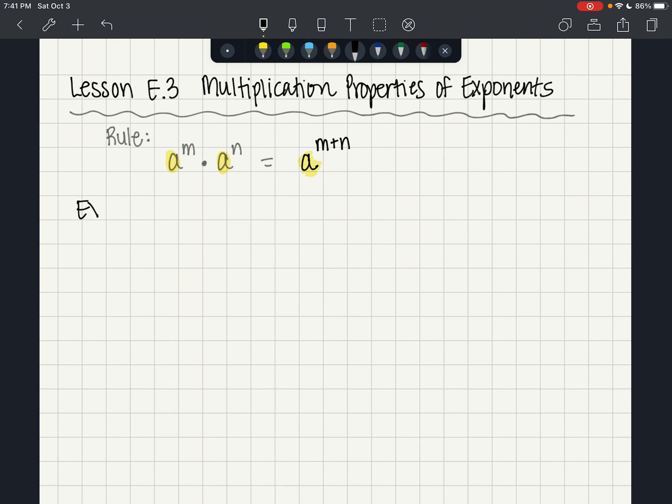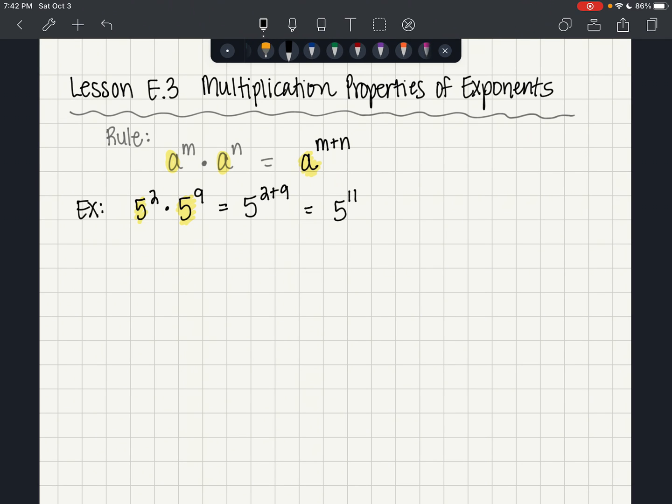Let me show you by example. We have 5 squared times 5 to the 9th. The base is the same. We keep the base. We add the exponents. So 5 squared times 5 to the 9th is 5 to the 11th power.